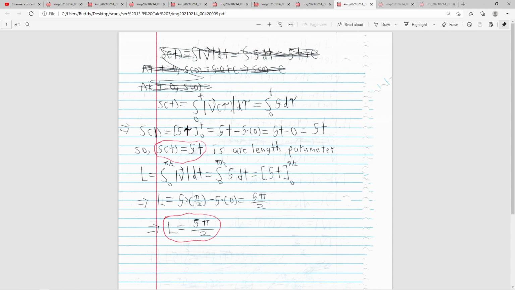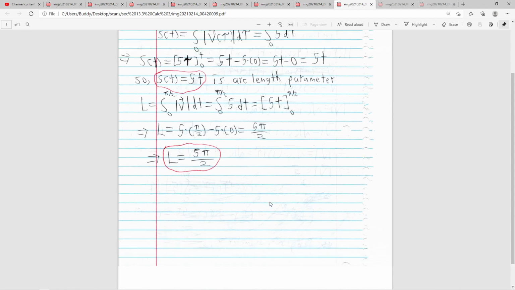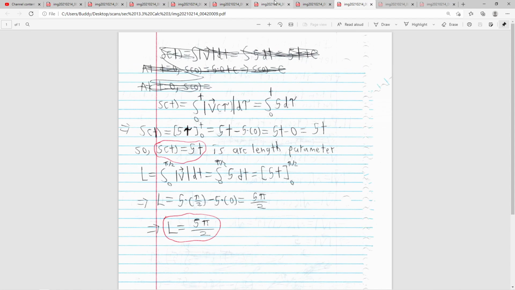And now L is very similar. It's going to be the integral of 5 dt. It becomes 5t from 0 to pi halves, and it doesn't have t involved though. So it's 5 times pi halves. L equals 5 pi halves.